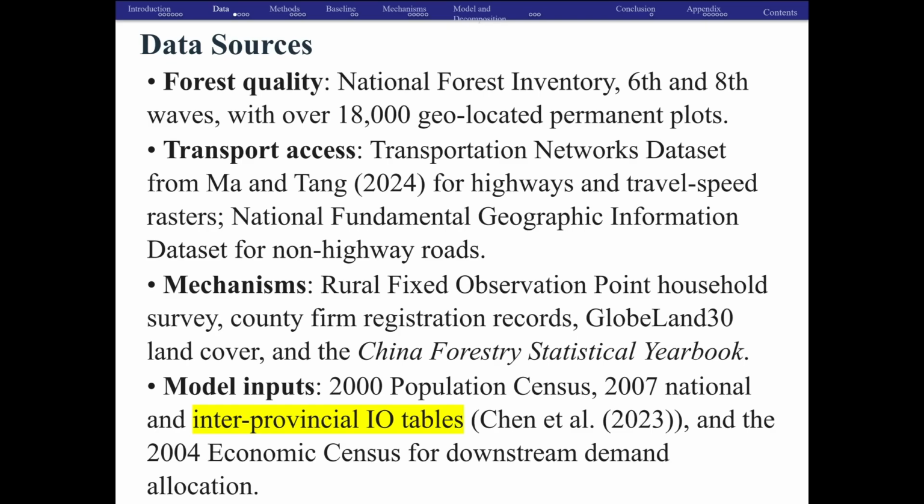And we measure transport access using the transportation network data set for highways and travel speed information, and also national fundamental geographic information data sets for non-highway roads. And for the mechanism, we use the rural fixed observation point household survey. It has been managed by the Chinese government for 40 years. County firm registration records, and some GIS information, and the China Forestry Statistical Yearbook.